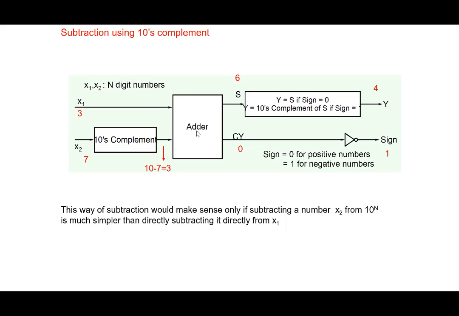Obviously for the decimal system, if it made a lot of sense, all of us would be using tens complement and nines complement for doing subtraction. We don't do that. But for the binary system, it makes a lot of sense. Okay, so let's look at the advantage of using twos complement here.